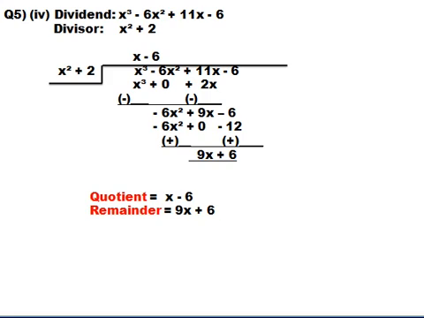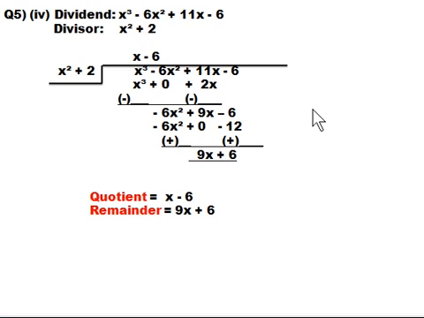So what did I do here? I have put a plus 0 under x square, because the x square term is not there. So you can always put a plus 0. It hardly makes a difference. And 2x is written under the x term. Subtraction happens, plus becomes minus, and again plus becomes minus.